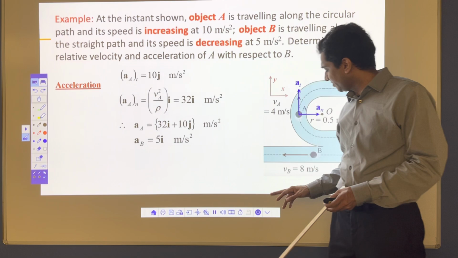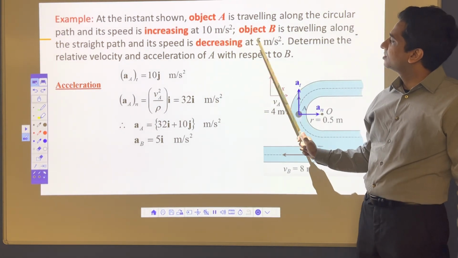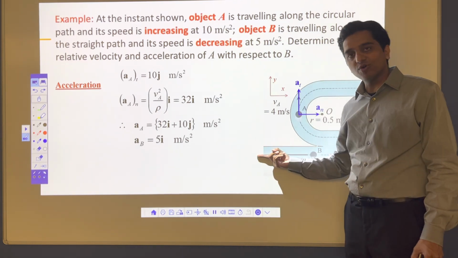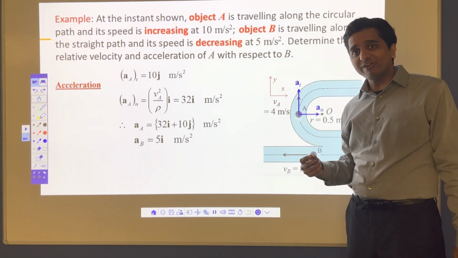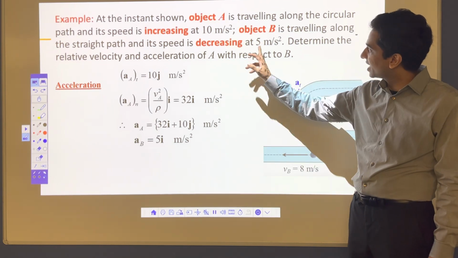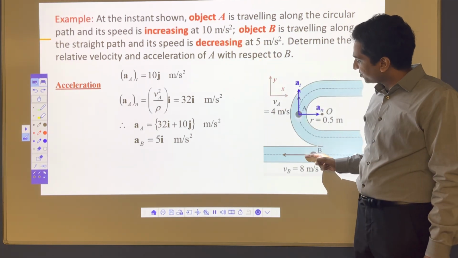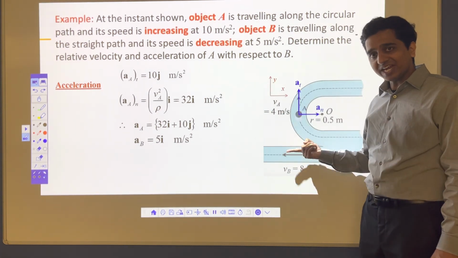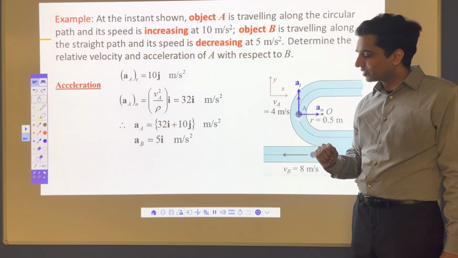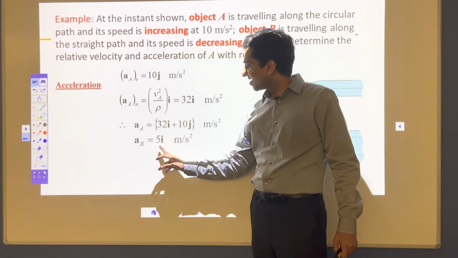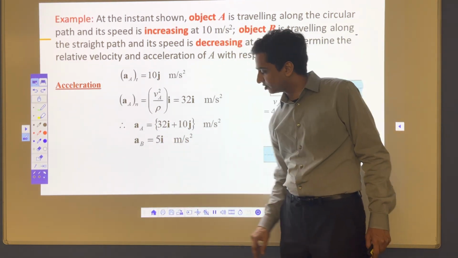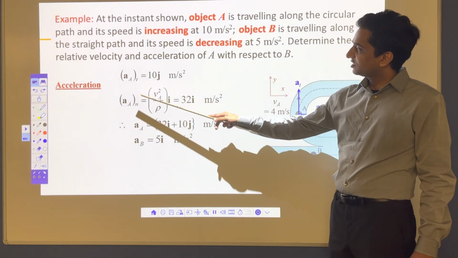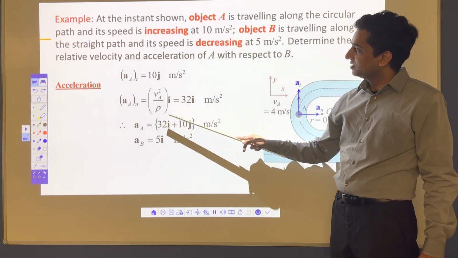Then for particle B, it says 5 meter per second squared decreasing. Particle B is slowing down, so it has a negative acceleration of 5 meter per second squared. However, particle B is moving in the negative x direction, so negative times negative 5 becomes positive, and I get 5i meter per second squared. So the acceleration of B is 5i, and the acceleration of A is 32i plus 10j.